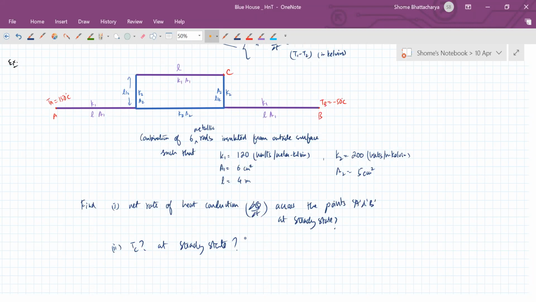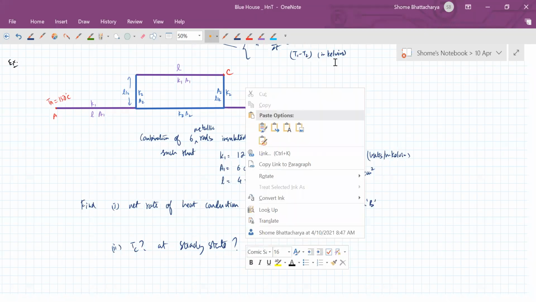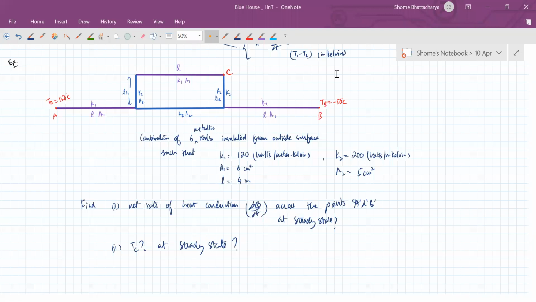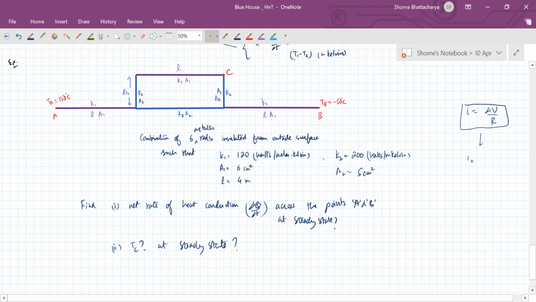Okay, so just try to convert this into a circuit first. Yeah, Ohm's law is that the electrical current across a resistor is related to the voltage difference, like this. Okay. So the equivalent of Ohm's law for heat circuits becomes that this is the temperature difference divided by the thermal resistance.